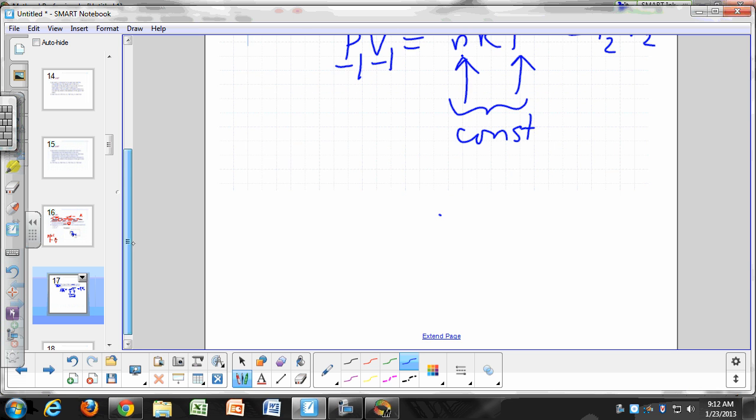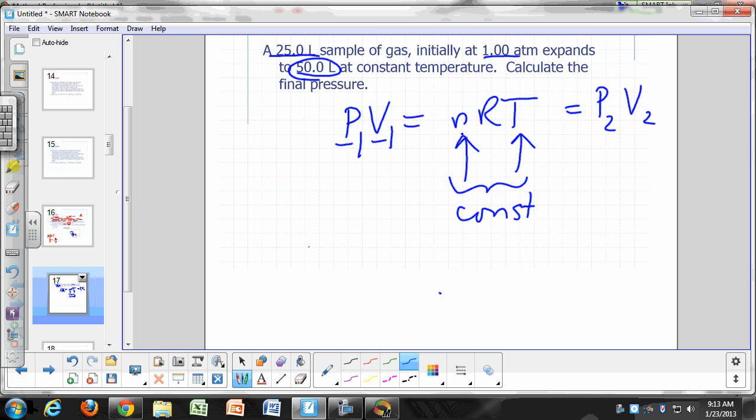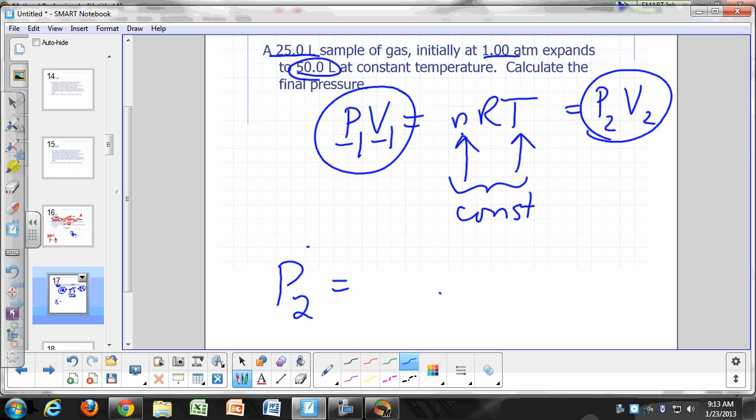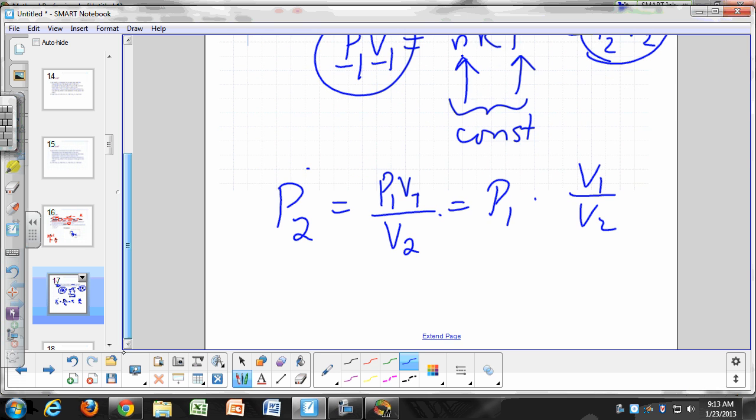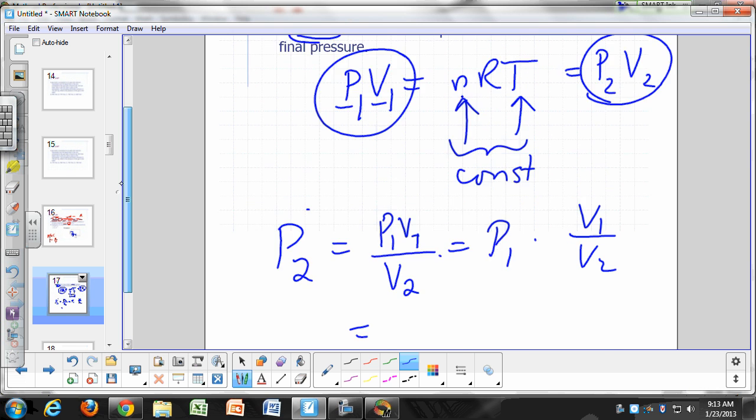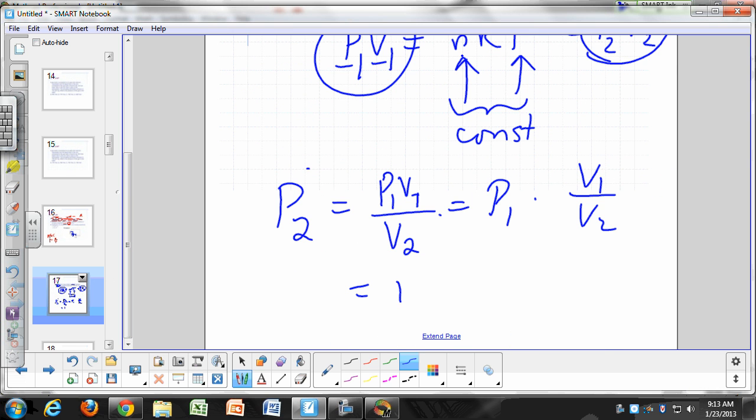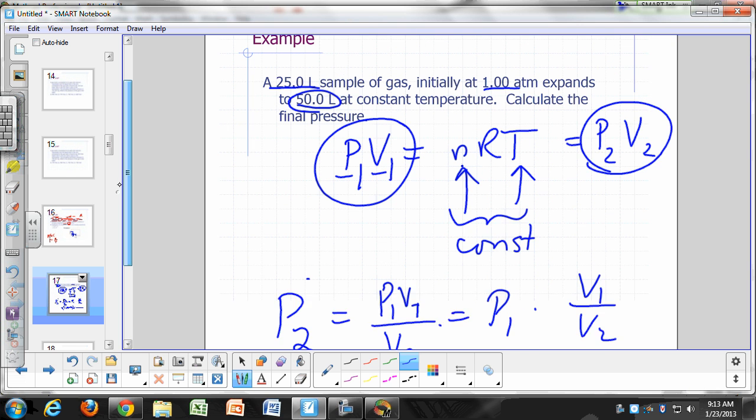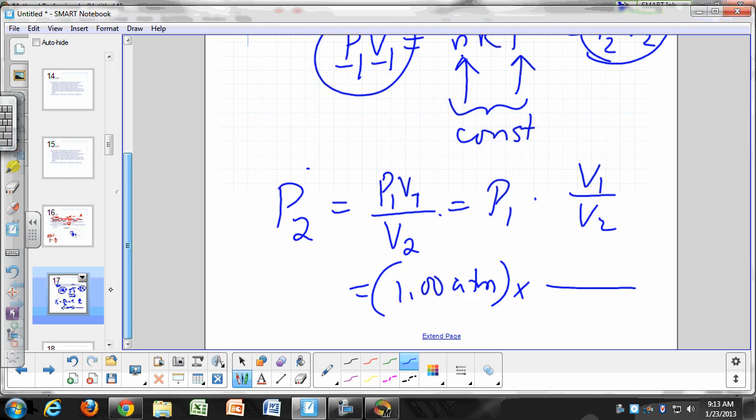So how do you solve for the final pressure? P1 V1 equals P2 V2. How do you solve for P2? P1 V1 over V2. Okay, I can say that's P1 times V1 over V2. And our P1 in this case is 1 atmosphere. And V1 over V2, 25.0 over 50.0.